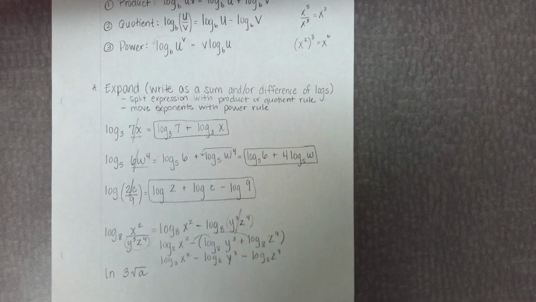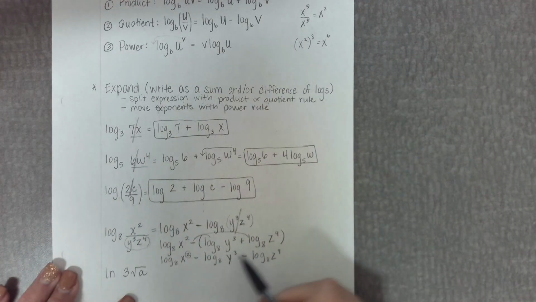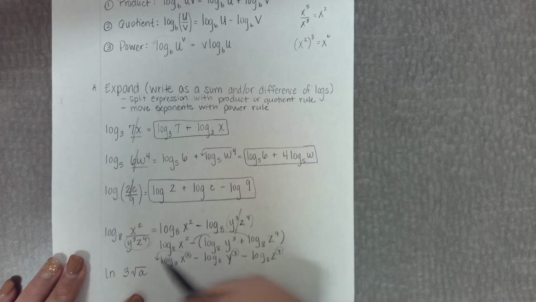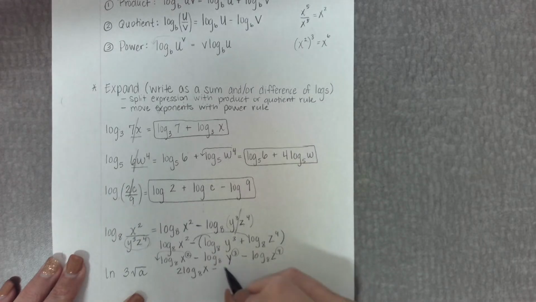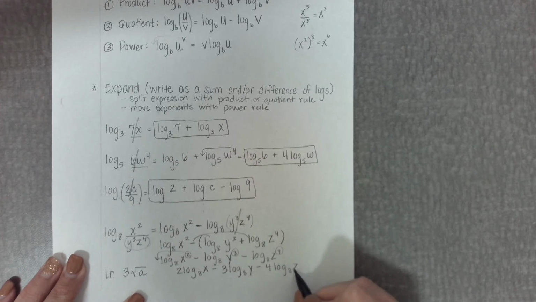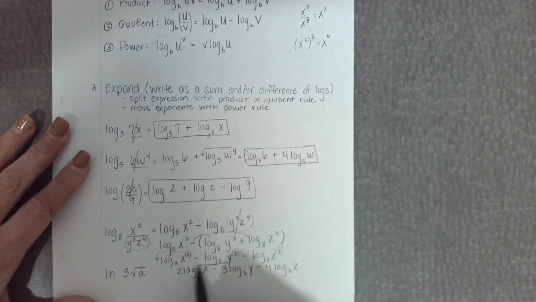And now we're not finished because we have all these powers that need to come down to the front of our logs. The 2 comes down to the front of this one, and we have 2 log base 8 of x. 3 comes down to the front of this one, 3 log base 8 of y, and 4 to the front of this one, 4 log base 8 of z, and that's your final answer.